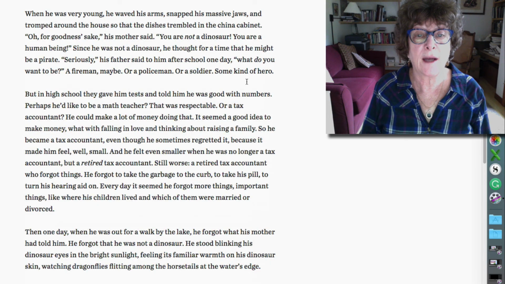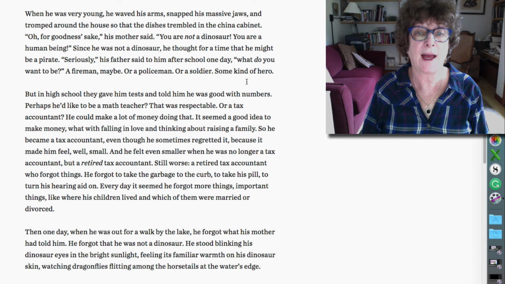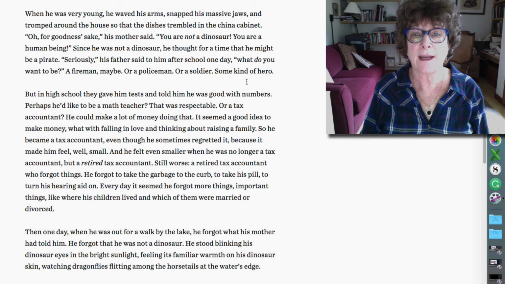When he was very young, he waved his arms, snapped his massive jaws, and tromped around the house so that the dishes trembled in the china cabinet. Oh, for goodness sake, his mother said, you are not a dinosaur. You are a human being. Since he was not a dinosaur, he thought for a time that he might be a pirate. Seriously, his father said to him after school one day, what do you want to be? A fireman maybe, or a policeman, or a soldier, some kind of hero?